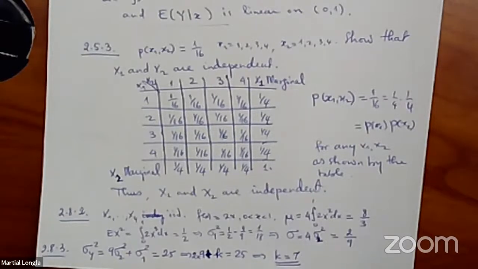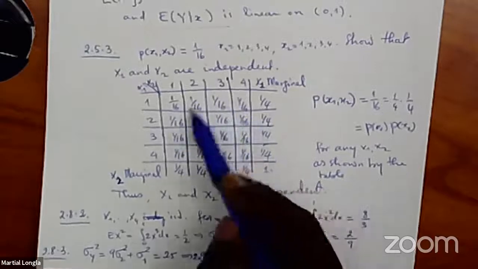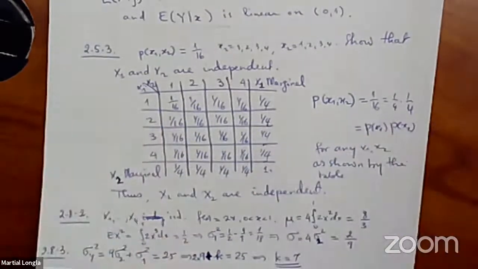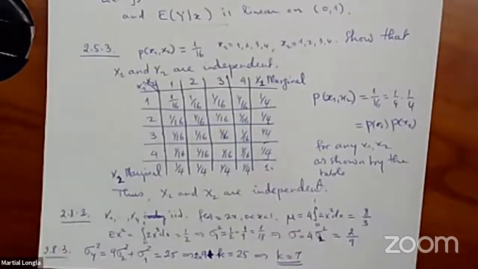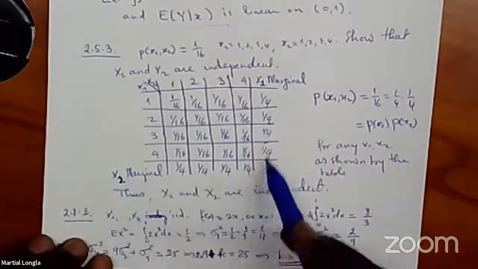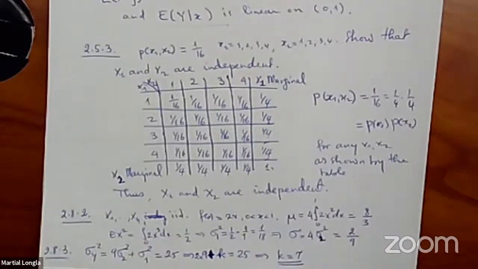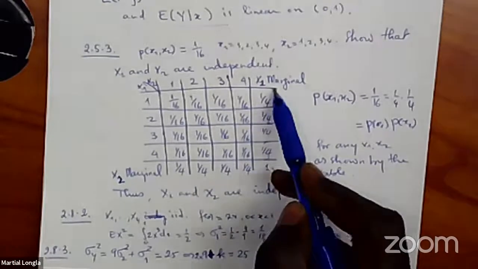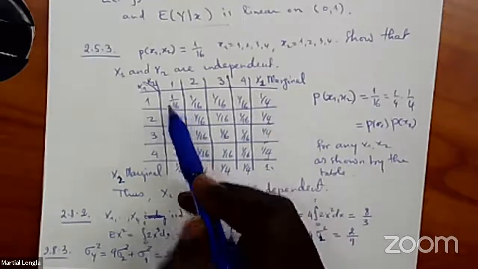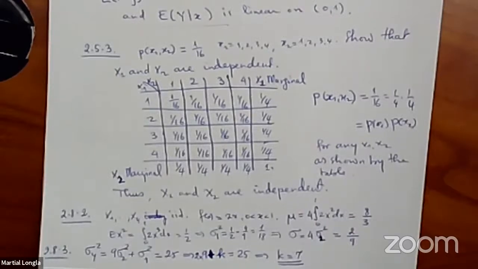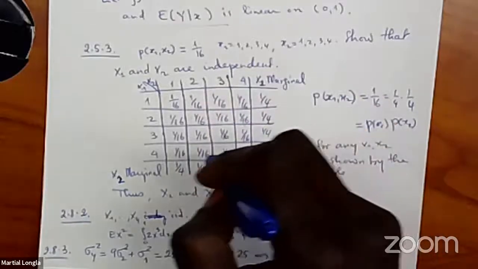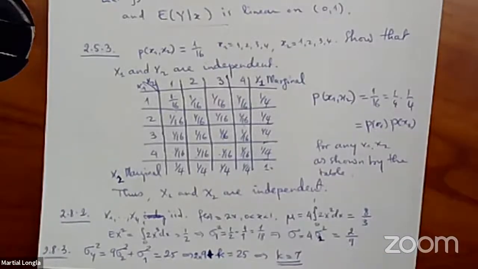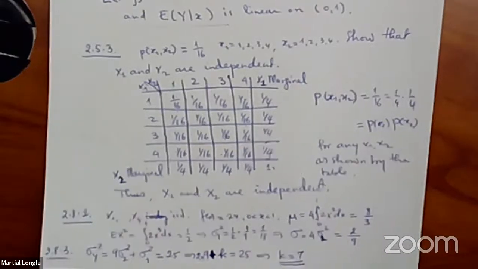And now all you need to do is form the table of probability. It's always best to, again, draw the table. We said everything is 1/16, so I fill the table with 1/16 everywhere. And then I add everything to find the marginals. Once I'm done, I can see clearly that everywhere it's 1/4 times 1/4, which is 1/16. For any cell that you take here, the joint probability is equal to the product of the marginals. Therefore, the random variables are independent.